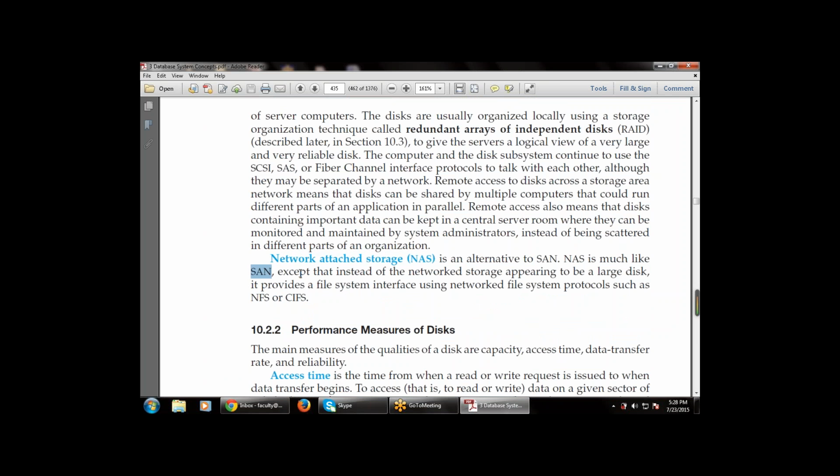NAS is much like a SAN except that instead of the network storage appearing to be a large disk, it provides a file system interface using network file system protocols such as NFS or CIFS.